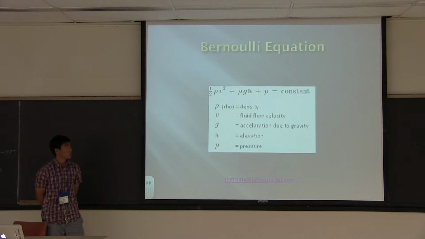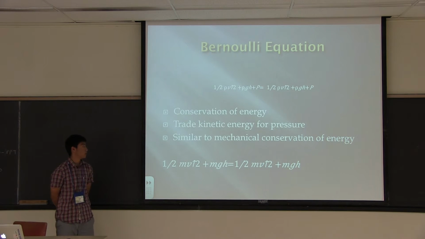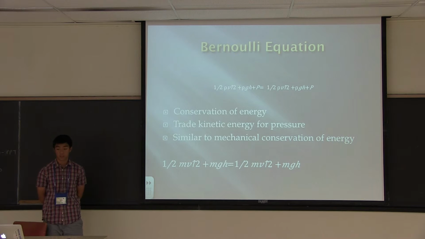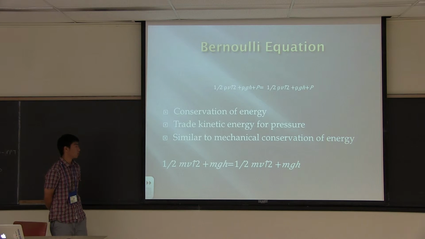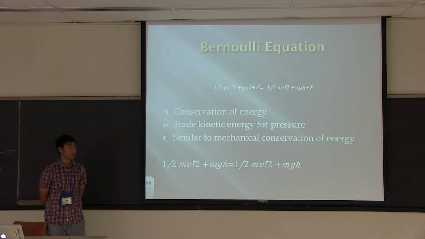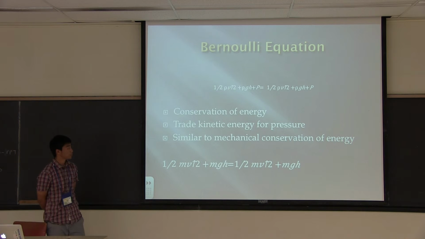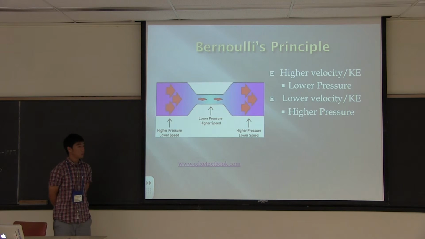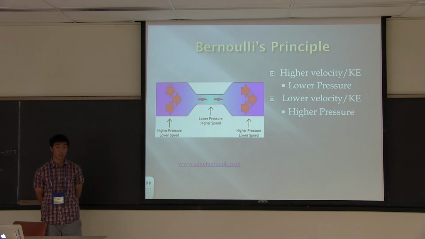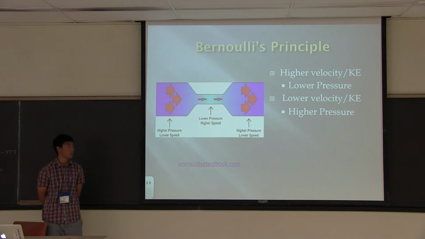So basically, this equation exemplifies conservation of energy, similar to the mechanical conservation of energy of 1/2 mv squared plus mgh. And as you can see, it shows a relationship of different fluid components such as kinetic energy and pressure. Based on the equation, the higher the velocity and kinetic energy of the fluid, the lower the pressure, and vice versa. The lower the velocity and kinetic energy of the fluid, the higher the pressure.